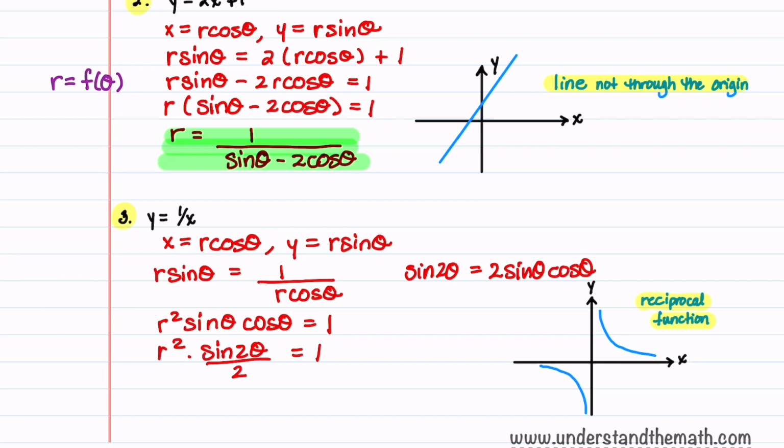and that's equal to 1. We can then clean this up by multiplying both sides by 2, and we get r squared sine 2 theta is equal to 2. This equation is an example of the form f of r theta is equal to a number.